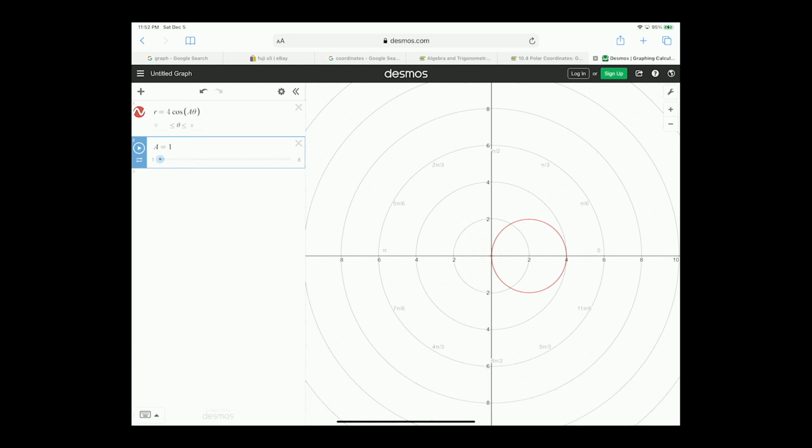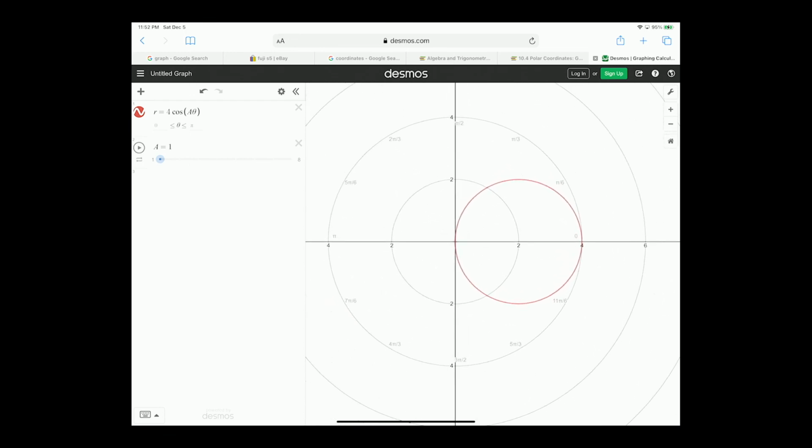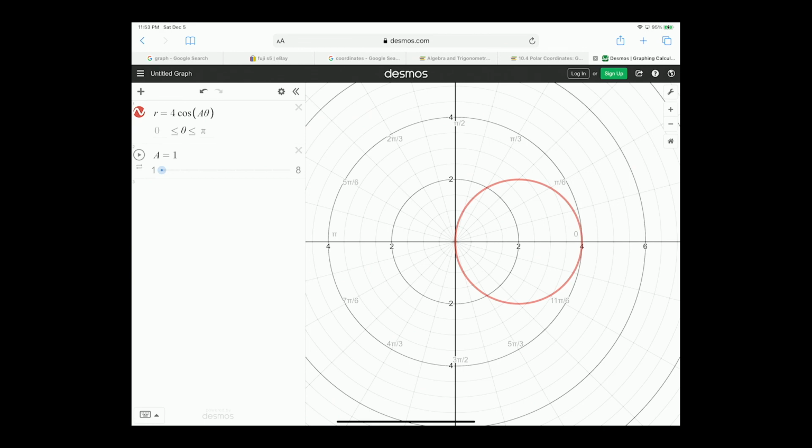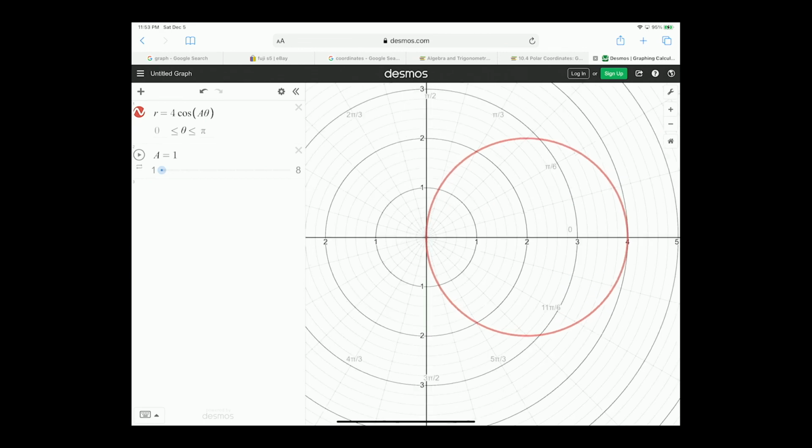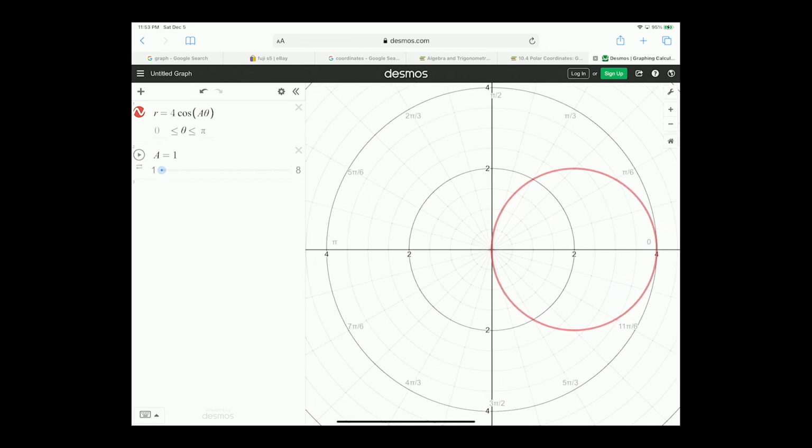And then I've got a slider here. So if you want to see 4 cosine theta, this is 4 cosine theta. Let me make this bigger. Where's the projector? Okay. So there is 4 cosine theta.